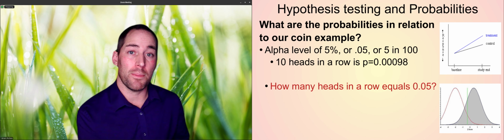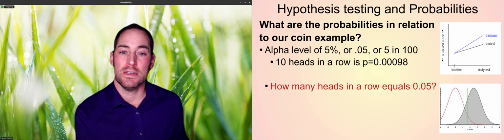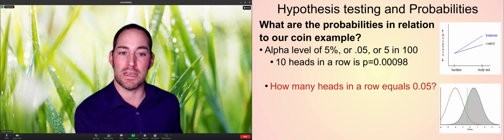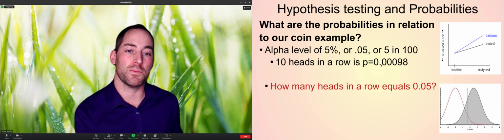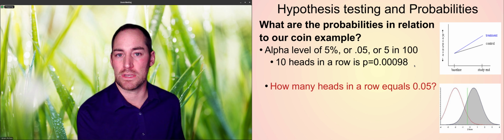So if we think about our example of flipping heads, 10 heads in a row is this. P equals 0.00098. So I did that calculation. That's what it is. So 0.098% chance that the results came from chance.